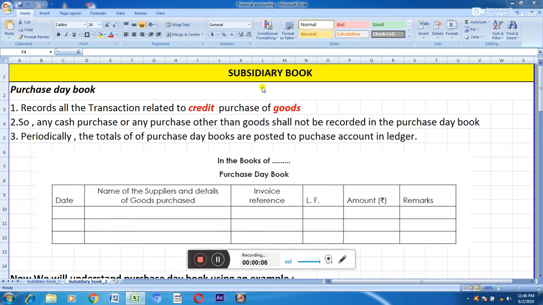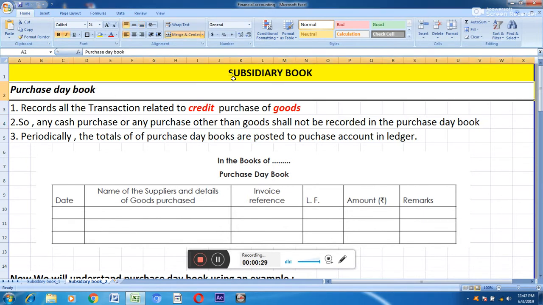In my last lecture, we discussed subsidiary books, what subsidiary books are, and the different kinds of subsidiary books, and in subsidiary books we discussed the cash book. So today's lecture is dedicated to making you understand what the purchase day book is, which is a subpart of subsidiary books.